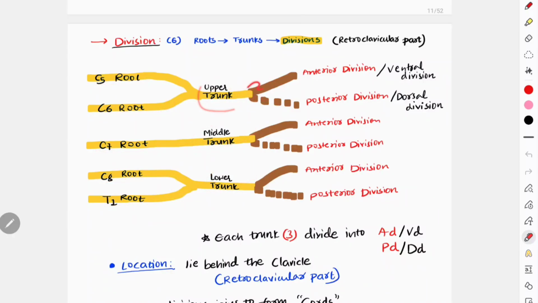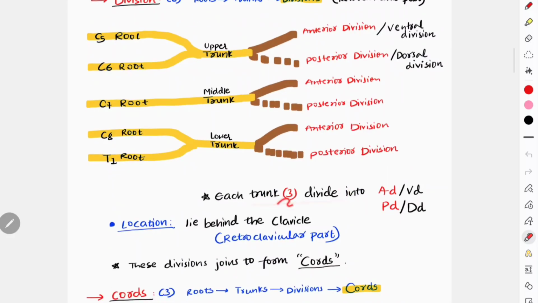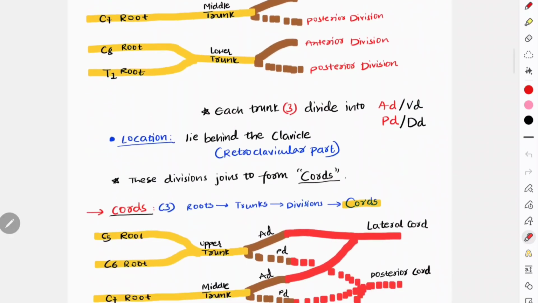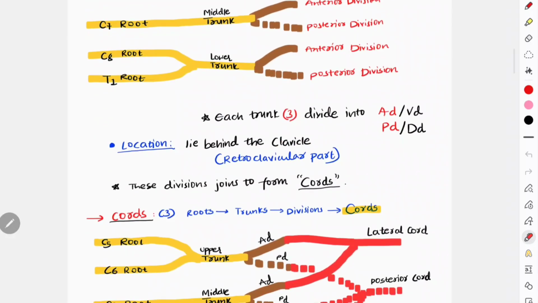This upper trunk further divides into an anterior division and a posterior division. The middle trunk also divides into an anterior division and a posterior division. The same trend follows here: the lower trunk divides into an anterior division and a posterior division. So total 6 divisions are there. Each of the 3 trunks divides into anterior and posterior divisions, also called ventral and dorsal divisions. Location: they lie behind the clavicle, the retroclavicular part, as I have said earlier.